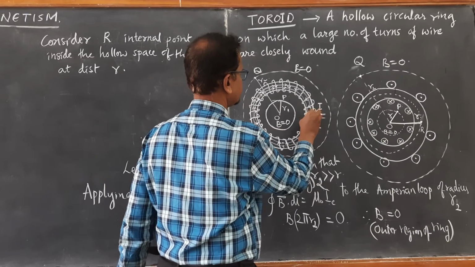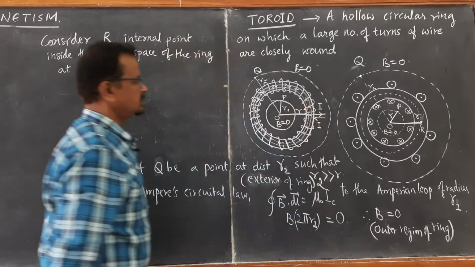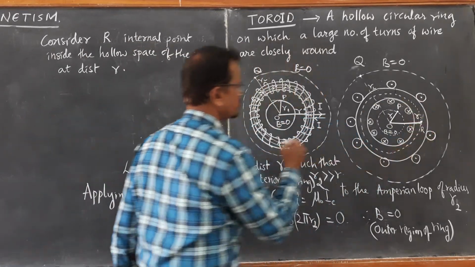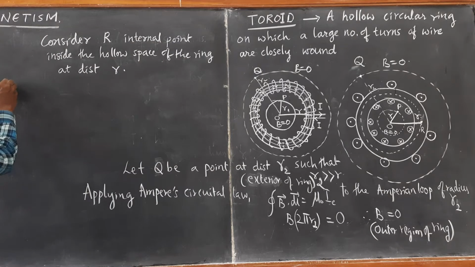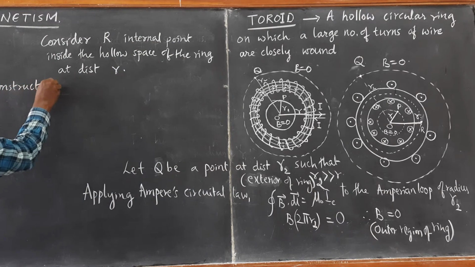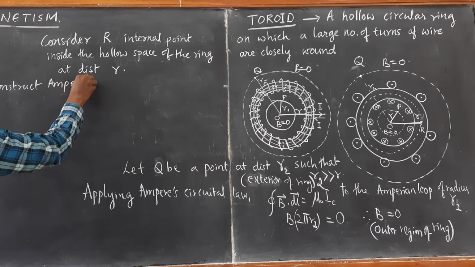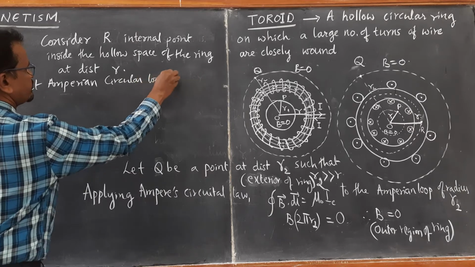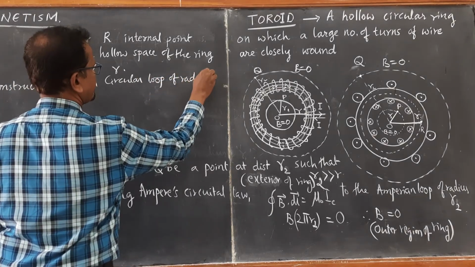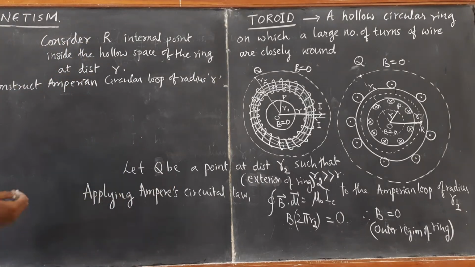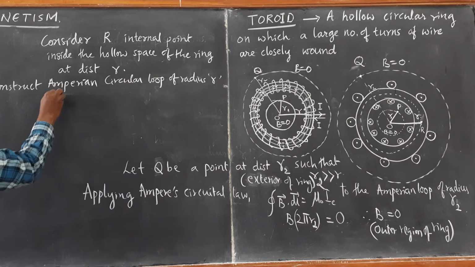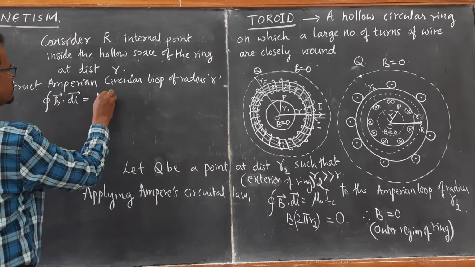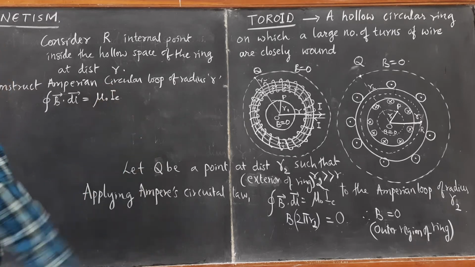Here I am considering this point. So, it is at distance r. Now, again I am constructing an Amperian circular loop of radius small r. Apply Ampere circuital law. If you apply Ampere circuital law, we get the integral of B dot dl is equal to mu naught times the current enclosed.